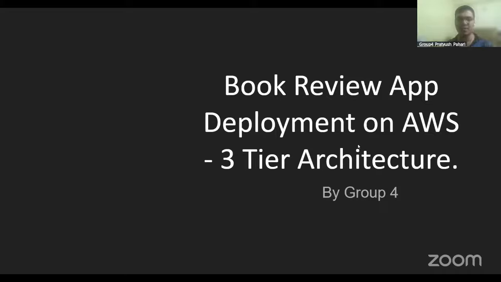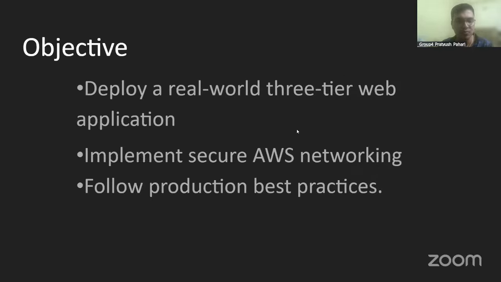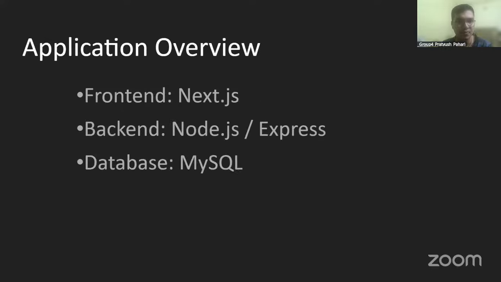Hello, everyone. Today, I'm going to present the demo for assignment 4 of the week 6 AWS Cloud, where we need to deploy a book review app using the three-tier architecture and make it highly available. My name is Pratyush Pahari, and I am one of the team leads of Group-4. So here is the objective. We need to deploy a real-world three-tier web application. We will also implement secure AWS networking and follow production best practices.